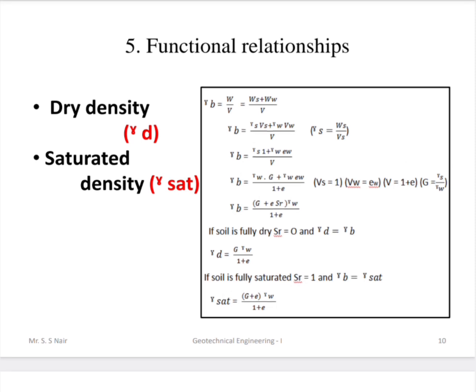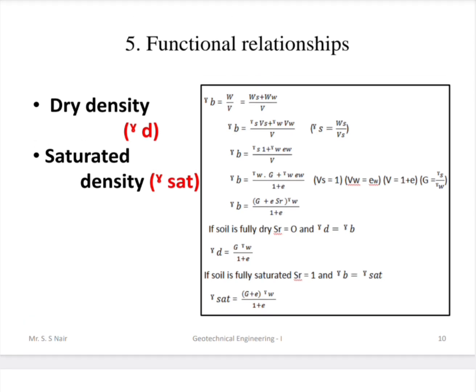If degree of saturation is 0, that means it is a fully dry state. Then we get the dry unit weight, which we say is equal to G gamma W divided by 1 plus E. In the saturated state, the degree of saturation is fully 100%. We say the unit weight of saturated soil, gamma sat, is equal to (G plus E) gamma W divided by (1 plus E).